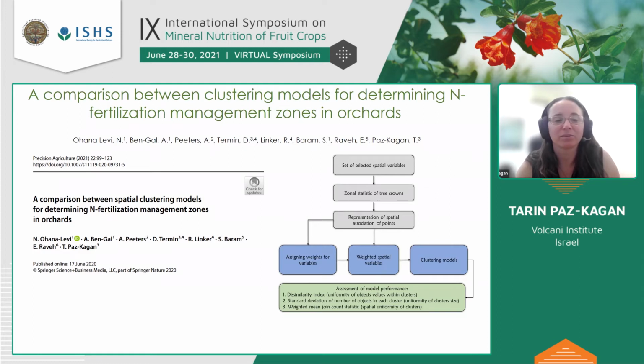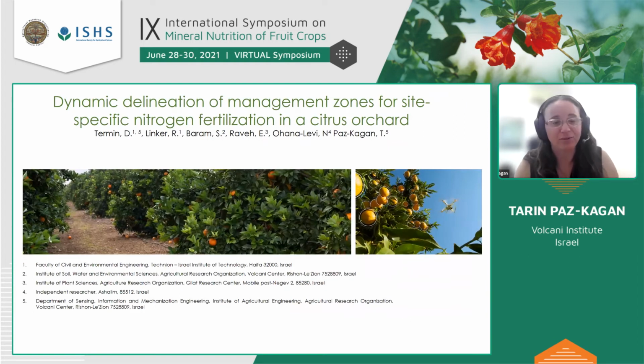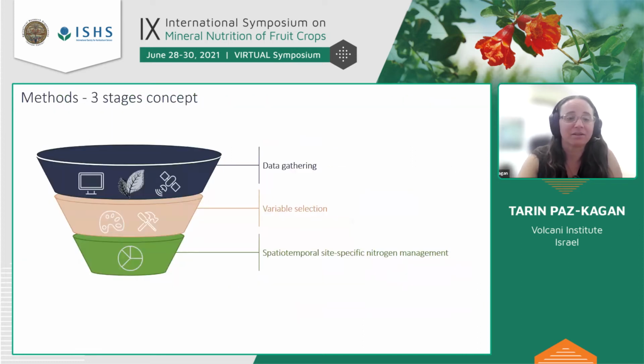So this is a paper that we published that took different statistical approaches to evaluate the management zones. And we found in this paper that fuzzy C-means gave us relatively good and homogeneous management units. And from this paper, we started working on the next one, which is dynamic delineation of management zones for site-specific nitrogen fertilization. Basically, the idea is a three-stage concept, where first of all we have data gathering, which I will explain in a sec.